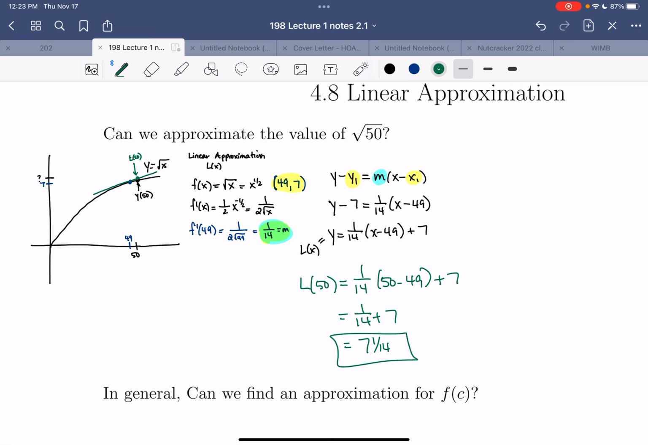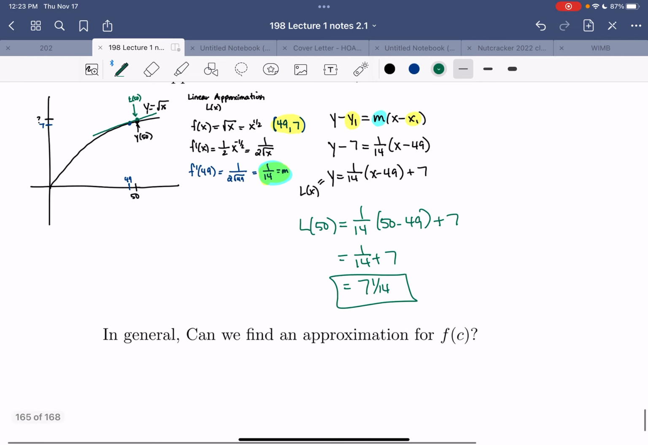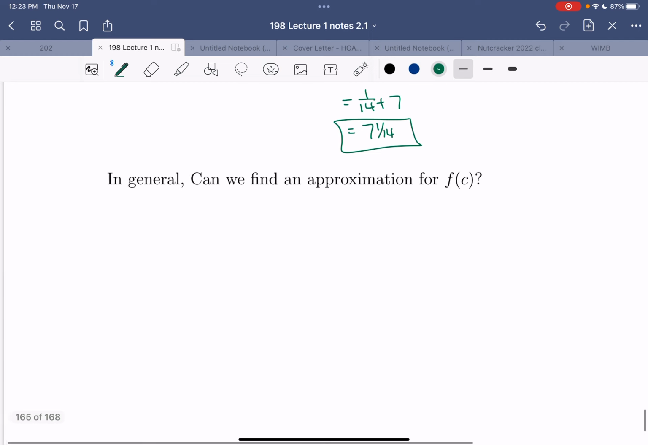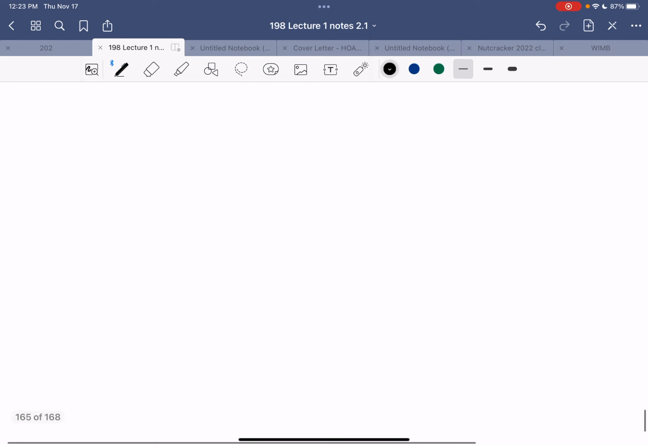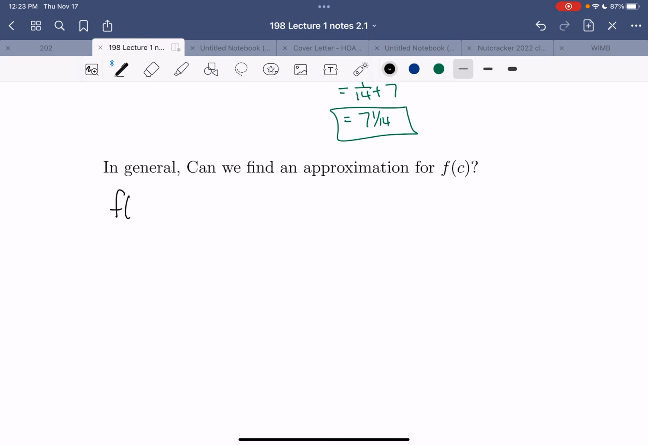So can we do this in general so that we can write a formula that we can use every time? The answer is yes. So let's think about what we did here. Okay, so first of all, we had to have a function. So you had a function f of x. Now we weren't given a function, but we created a function. So we had a function f of x, and we had a value of a point that we knew. So we knew an x value. In this case, it was 49. It was close to 50.